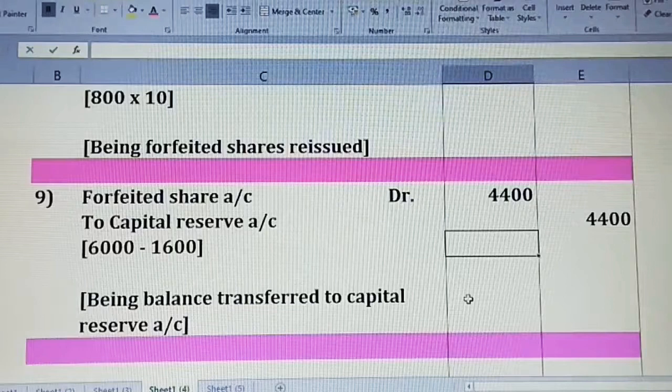Listen students, depending upon the question and the instructions, we have to just follow the calculations. Only the calculations will differ, but the journal entry is the same repeatedly right from the beginning. Application, allotment, first and final call, then you have cancellation, then you have reissue, and then you have transfer to the capital reserve account.